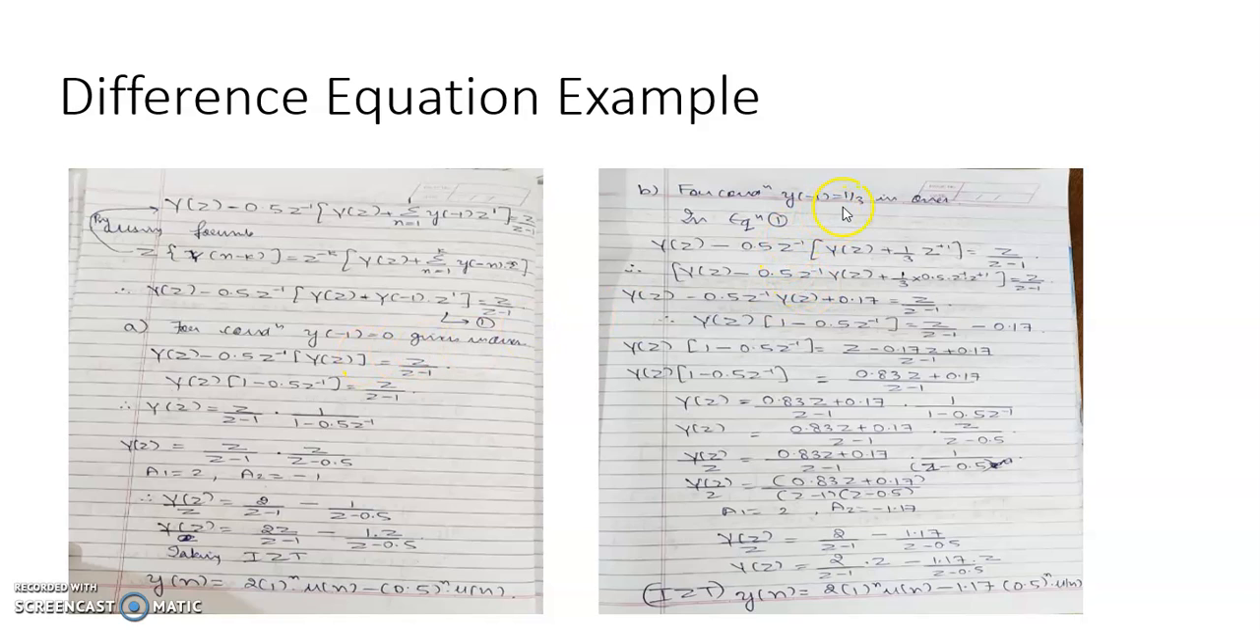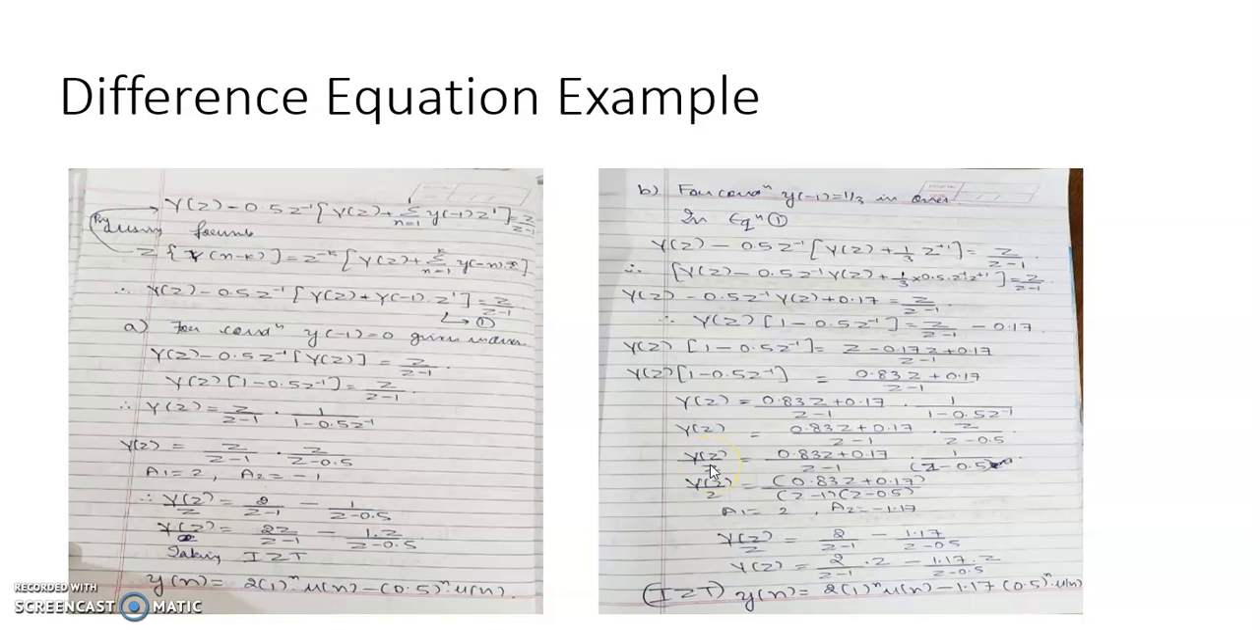Similarly, you have to find part B, when the input is a unit step, whose z transform is z upon z minus 1, and the initial condition is 1 by 3. Now replace y of minus 1 with 1 by 3. Following the same steps, take Y of z in common, bring all the z values to the right hand side, take the z in the denominator of the left hand side to the numerator, use the partial fraction expansion method, and finally obtain the inverse z transform.